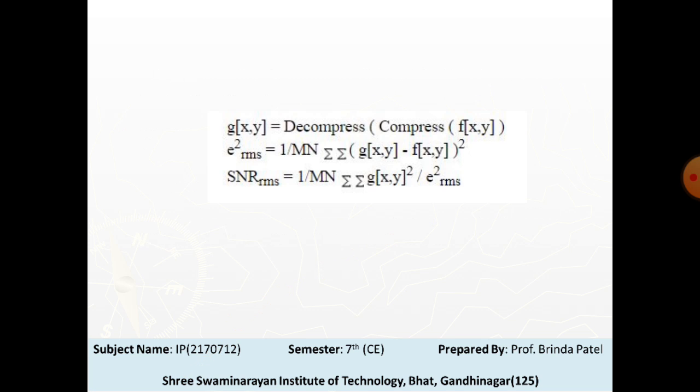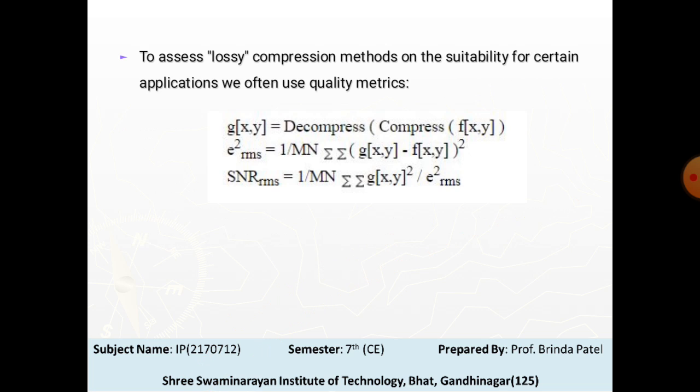So to assess the lossy compression methods for suitability for certain applications, we often use quality measures. g of x,y is the decompressed image, obtained by compressing f of x,y and then decompressing it. So e squared RMS is equal to 1 upon MN sigma of g of x,y minus f of x,y, raised to the square. SNR RMS is equal to 1 upon MN sigma of g of x,y squared, divided by e squared RMS.